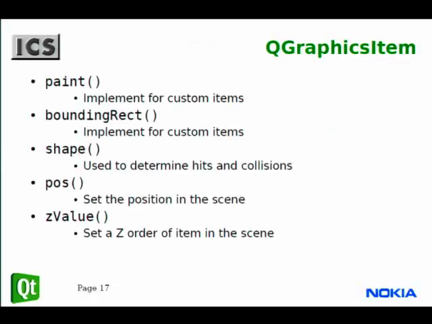So the important methods to know about for QGraphicsItem: we have paint, just like we do for widgets. We have boundingRect, which gives you the bounding rectangle of your thing. Shape, which is used for hits and collisions. Position, where its position is in the scene. And Z value, which is where it is in relation to other objects in the scene, front and backwise.